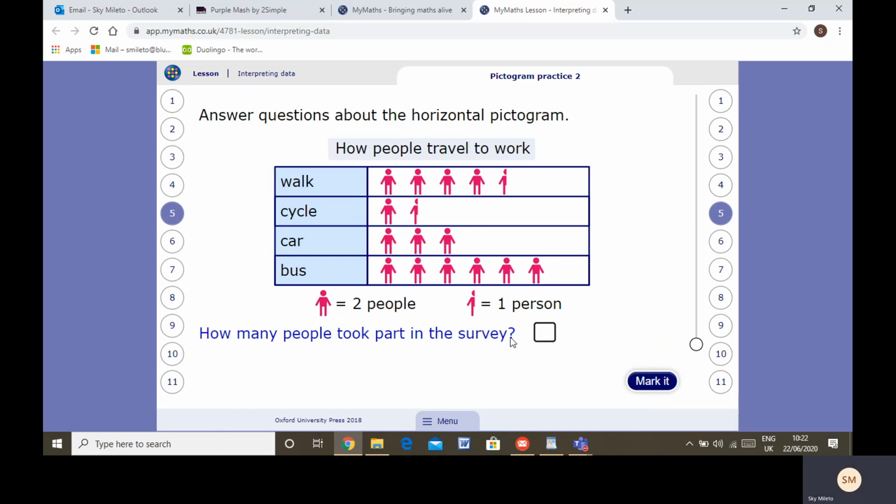How many people took part in the survey? So here we have to count them all up. 2, 4, 6, 8, 10, and I'm going to count these 2 halves, 12, 14, 16, 18, 20, 22, 24, 26, 28, 30. And that's why it's very useful to be able to count in 2s.